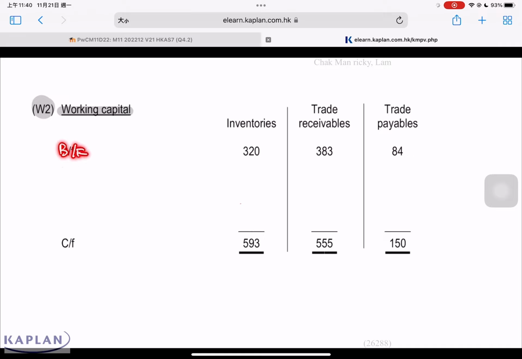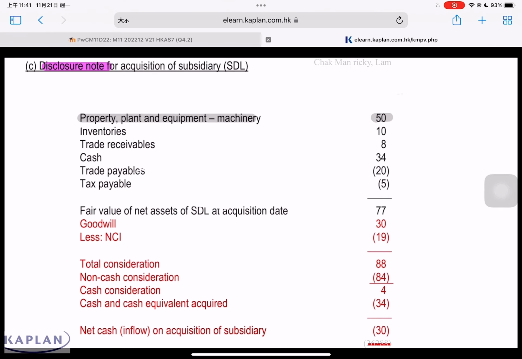We have the opening and closing, then we need to know the movement. Normally, we just take the difference and calculate the plus minus. The plus minus represent the cash movement. But before we do that, we have to ask ourselves, is there any plus minus that is non-cash, non-operating? For this question, yes. Acquisitions of SDL for the first time. During the year, acquire SDL for the first time. Consolidate SDL working capital for the first time. 10, 8, and 20.